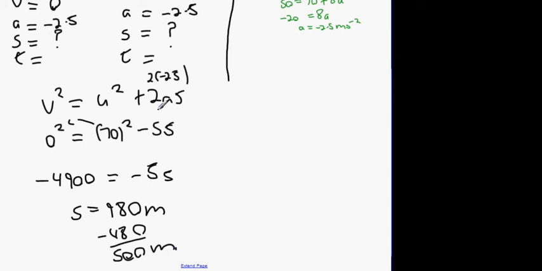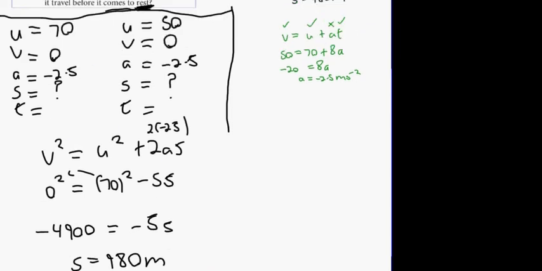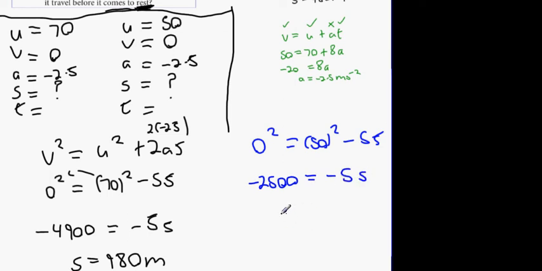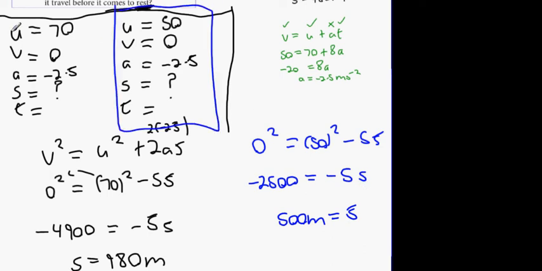The other way to do that would have been to do the same equation, and you would have got 0 squared equals 50 squared, once again minus 5s, and then you would have got minus 2,500 equals minus 5s, and then divide it down, and that's 500 meters equals S. So you could get the 500 directly or in a two-step process, depending on what values you used at the start. Okay?